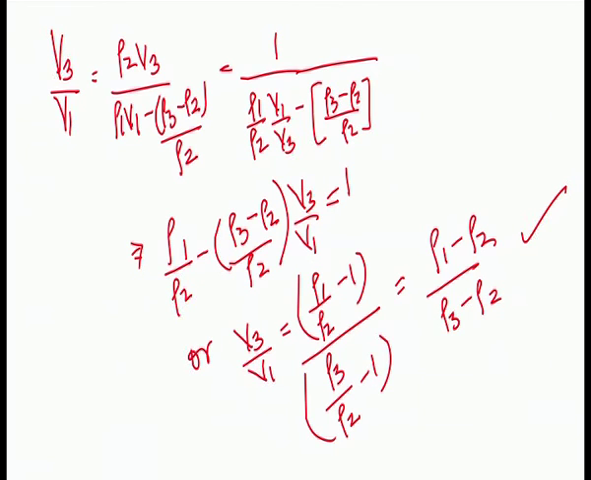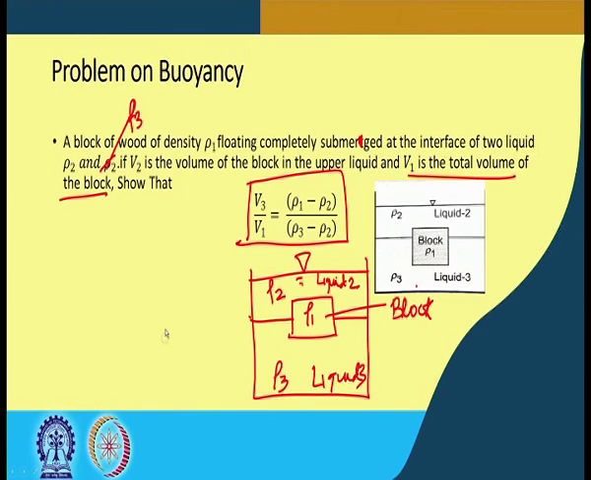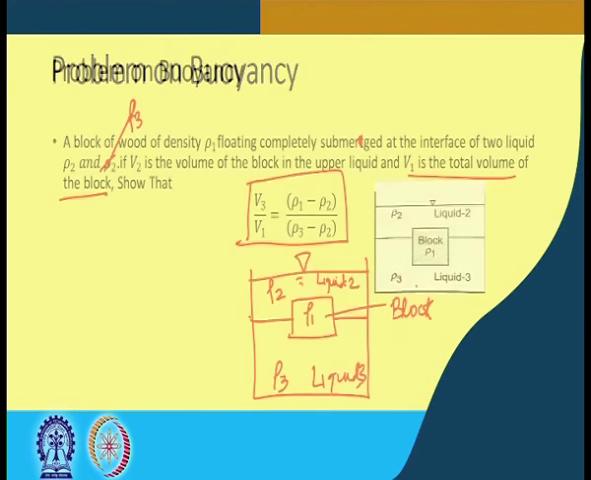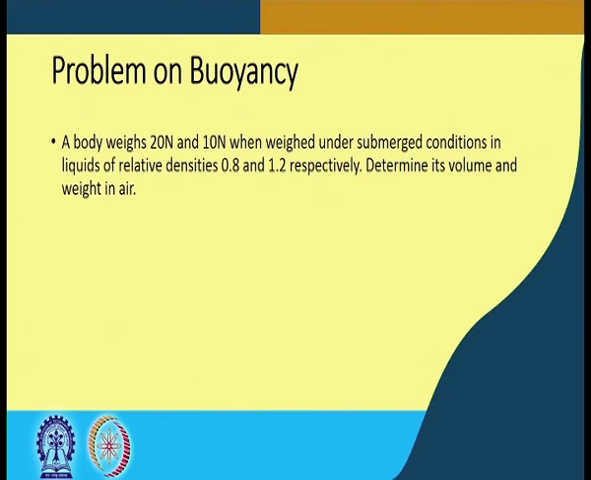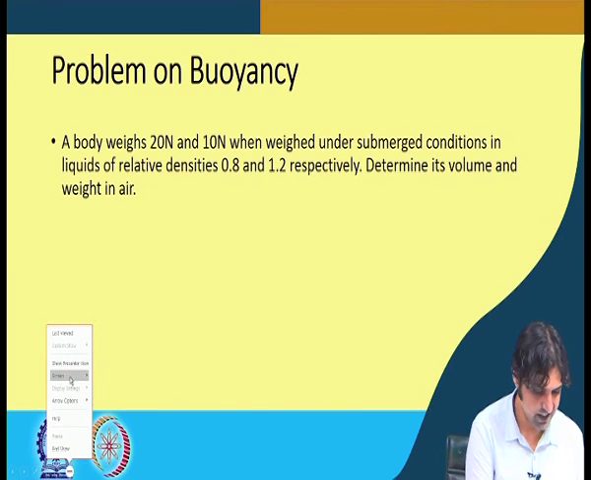At home. So now we are going to do the last problem. The problem says the body weighs 20 Newton and 10 Newton when weighed under submerged conditions in the liquid of relative density 0.8 and 1.2 respectively. Determine its volume and weight in the air. So yeah, what I am going to do, again a screen. It's a very simple problem, but I think it will give you a thorough brush up.